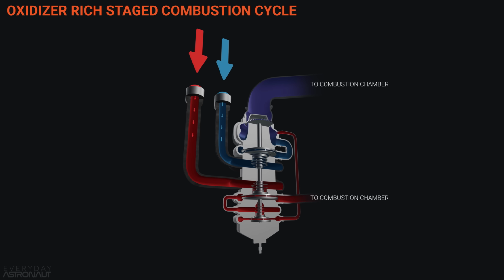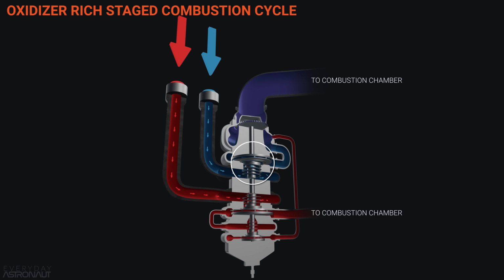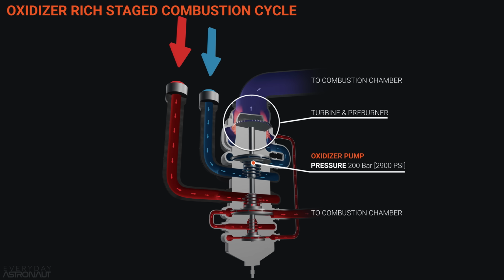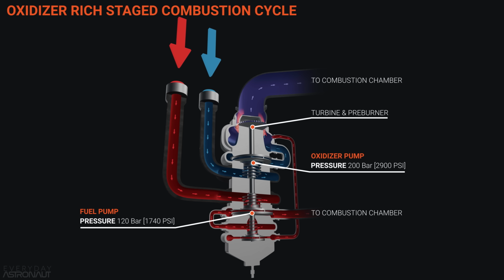In the oxidizer-rich staged combustion cycle, all of the oxidizer will get compressed up to very, very high pressure since it all will flow through the turbine. But that same thing isn't true for the fuel. The majority of the fuel will just flow into the combustion chamber. So it only needs to be pressurized to about that 20% higher pressure than the combustion chamber. But we still need some of the fuel to be high enough pressure to power the pre-burner.